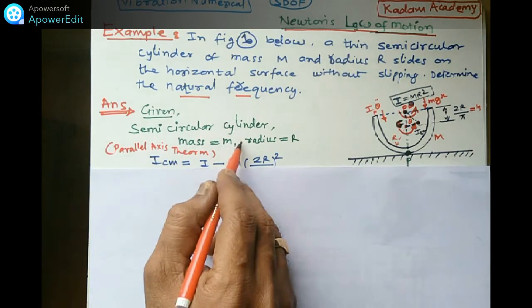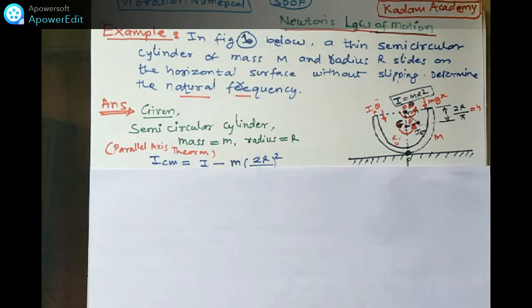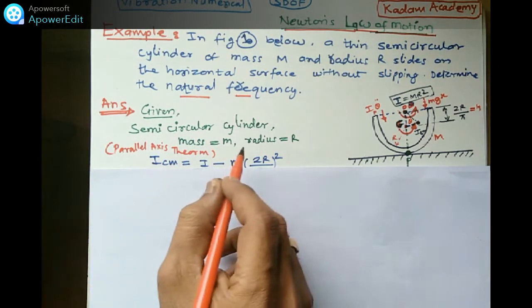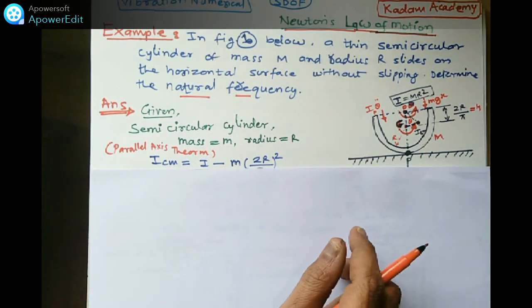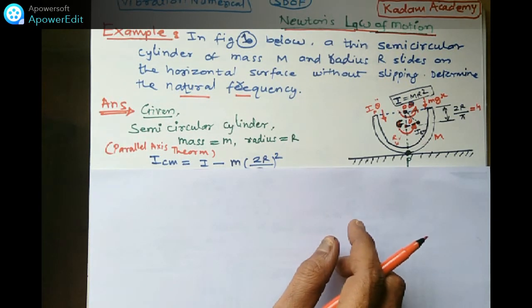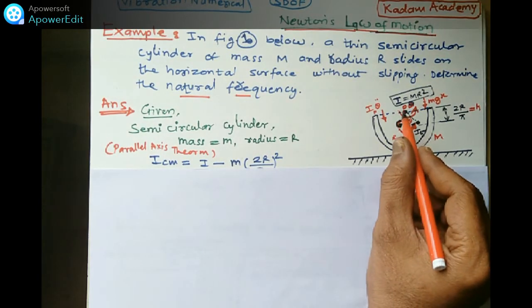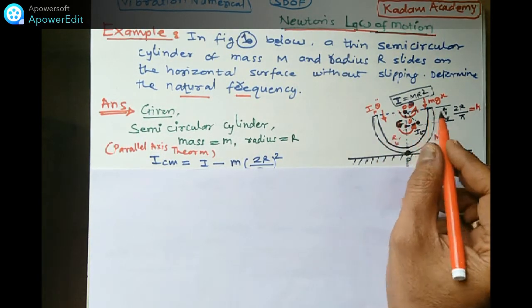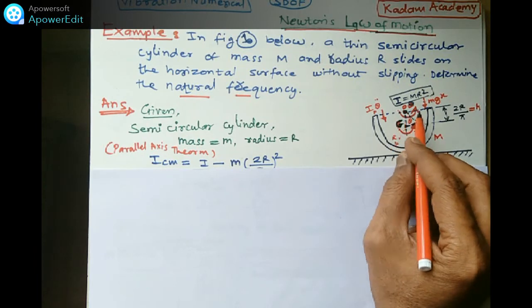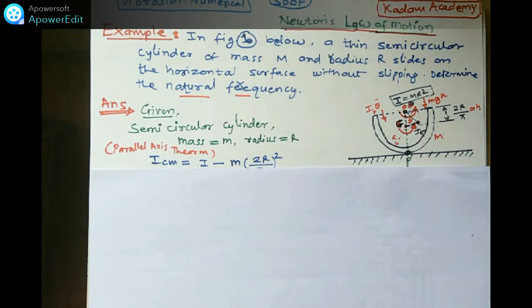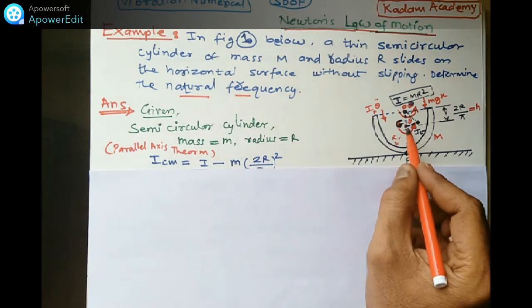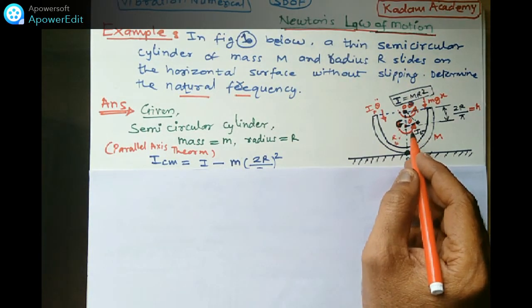So this is the given data to you, semicircular cylinder. Here in this case the mass m and r for the semicircular cylinder we know. So what we have to find out? We have to find out the natural frequency. Suppose this is the dotted line; here it will show the center of mass of this semicircular cylinder. Here G is the point where the center of gravity is.